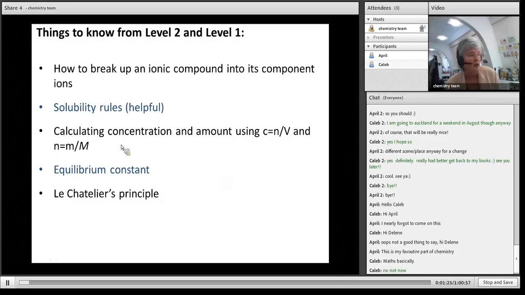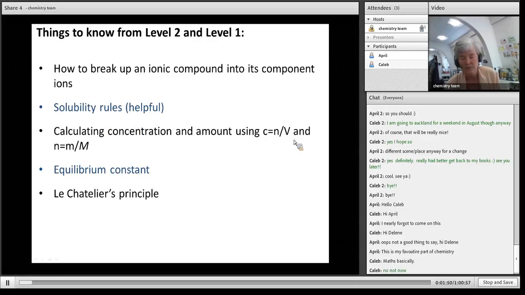Okay. Knowing the solubility rules is actually also helpful, because when we mix two solutions together, if you know what will be a spectator ion, because they're always soluble, you don't get sidetracked and you can focus on what's happening. So even though it's not necessary, it is helpful if you know it.